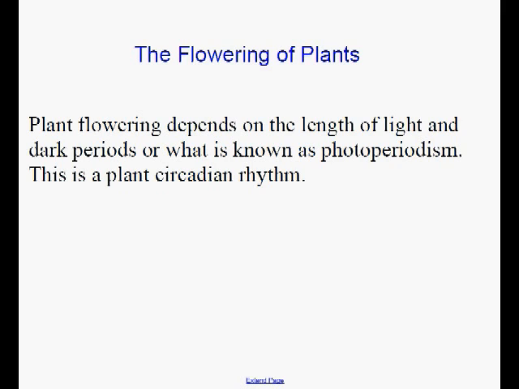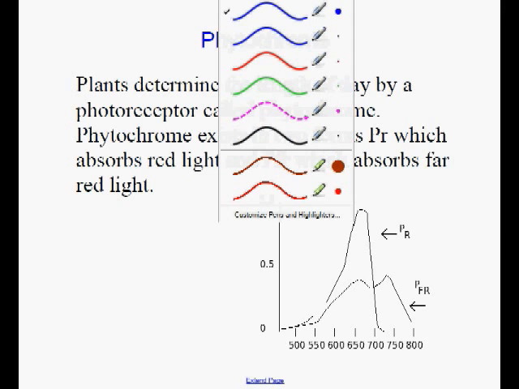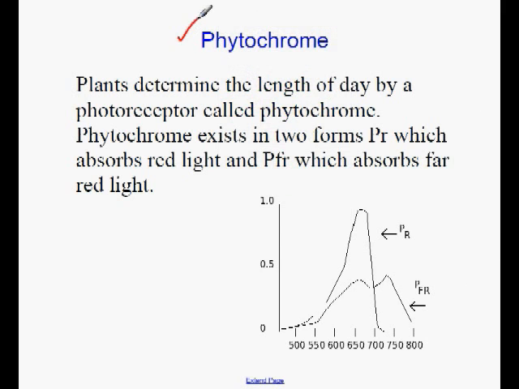So let's take a look at what kind of light that plants are getting here. Well, there are two types that are important to them. The pigment involved here is something called phytochromes, right? That's the pigment. And phytochrome is abbreviated by the capital letter P. And there are two forms of it. There is phytochrome PR, and there's phytochrome PFR.